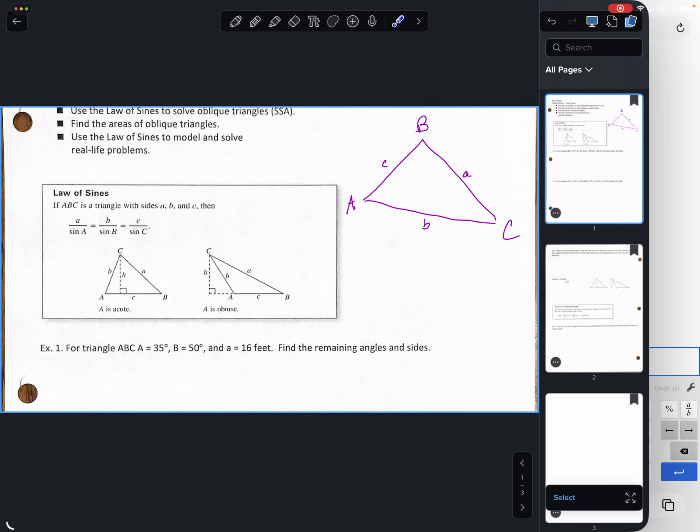And the law of sines is that these three ratios are equal: a to sine of A, b to sine of B, and c to sine of C. So those are all the same ratios.